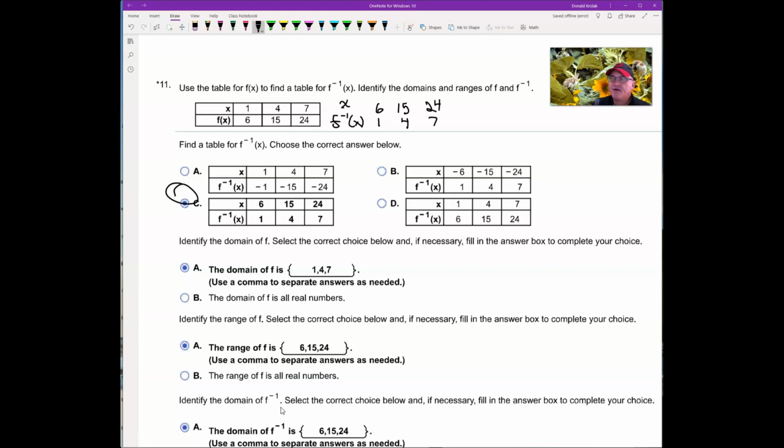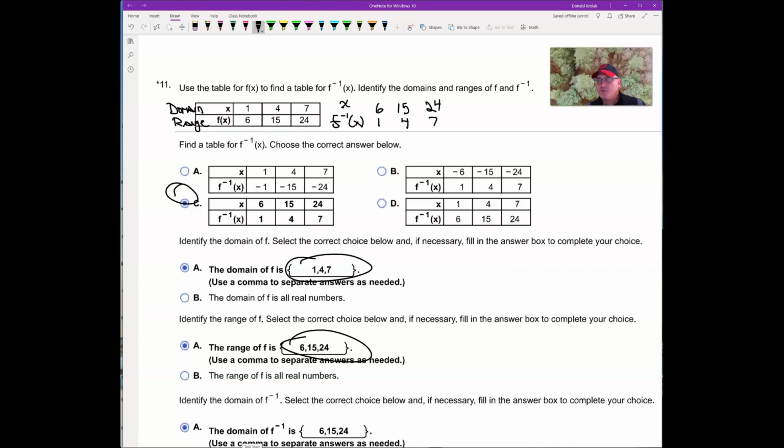All right, identify the domain of f. So the domain of f is the x values, and the range of f are your y values. Okay, so that's pretty straightforward.